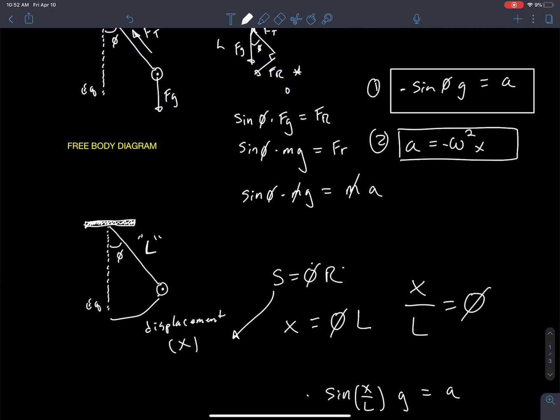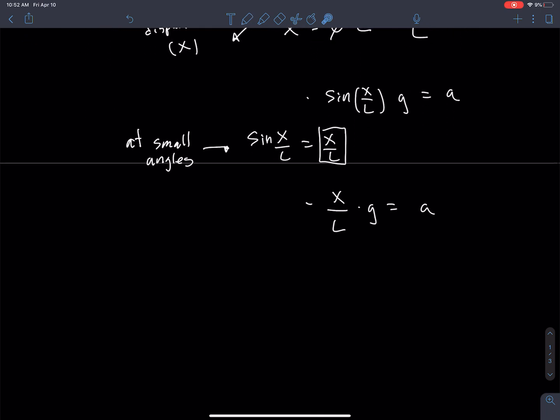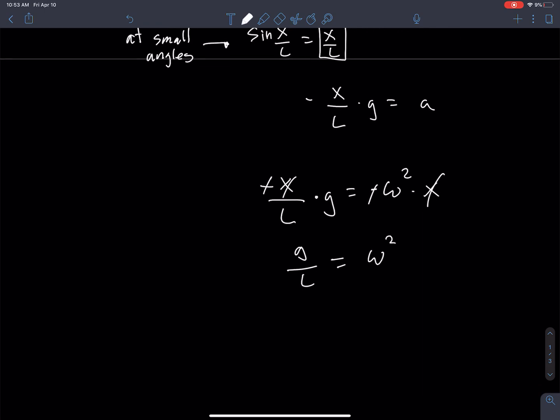And then substituting that second formula, this one over here, in for acceleration, negative x over L times g is equal to negative omega squared times x. In one of the videos before, I forgot to put the negative there, and that's where we got mixed up a little bit. So the negatives cancel out, and the x's cancel out, and I'm left with g over L is equal to omega squared. And I bet you can see where we're going to go with this right away.